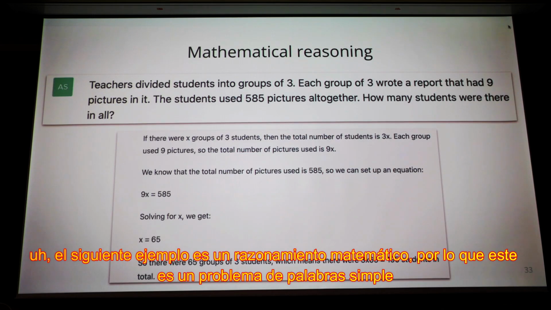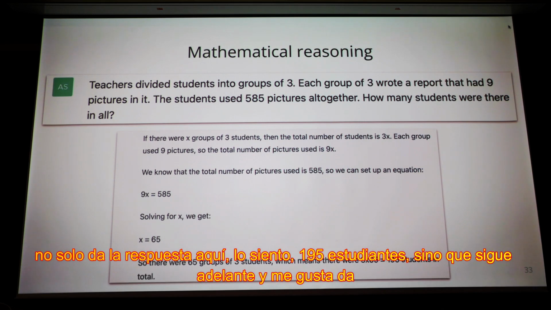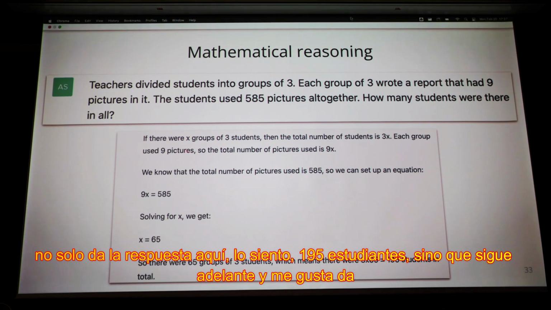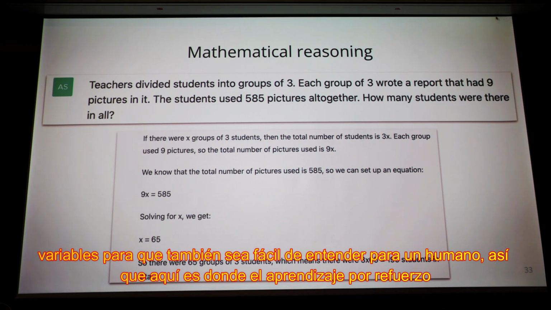Next example is mathematical reasoning. This is a simple word problem. You can read the word problem, but it's a very simple word problem, trust me. And not only does it give the answer here, 195 students, it goes ahead and gives a very exam-style answer where it explains the reasoning process and assumes certain variables so that it's also easy for humans to understand.